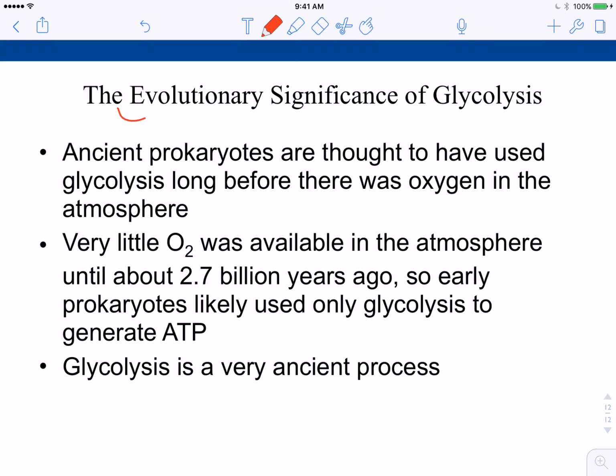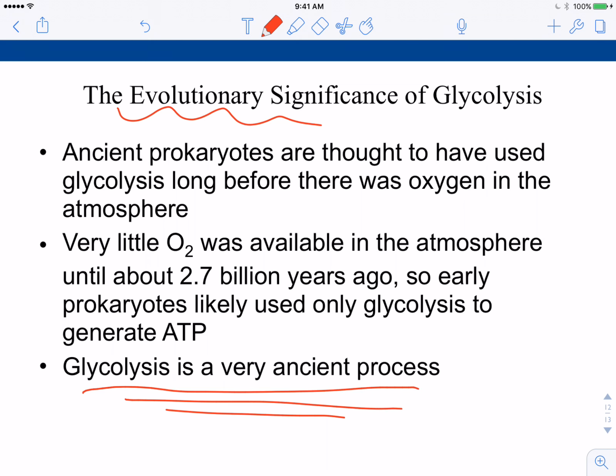Just a couple of points to bring in our evolution piece, the evolutionary significance of glycolysis. Glycolysis is an extremely ancient process. It's one of the first metabolic processes they believe evolved, period. Ancient prokaryotes were thought to have used glycolysis long before there was oxygen in the atmosphere. Remember, glycolysis doesn't require oxygen. So it got the cells energy before there was even oxygen in the atmosphere. And that was a really long time ago, like 3 billion years ago.